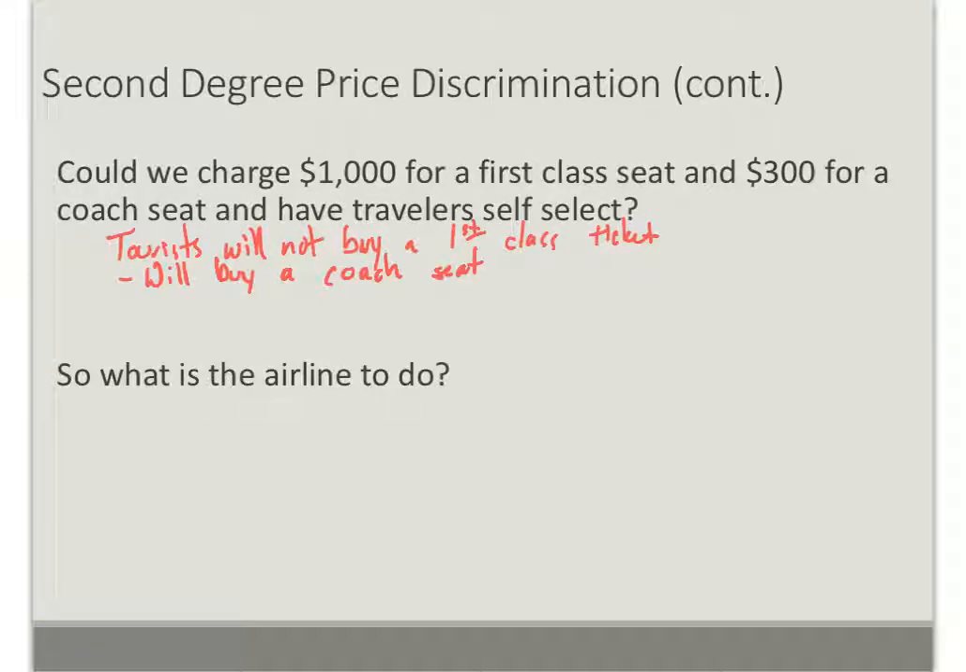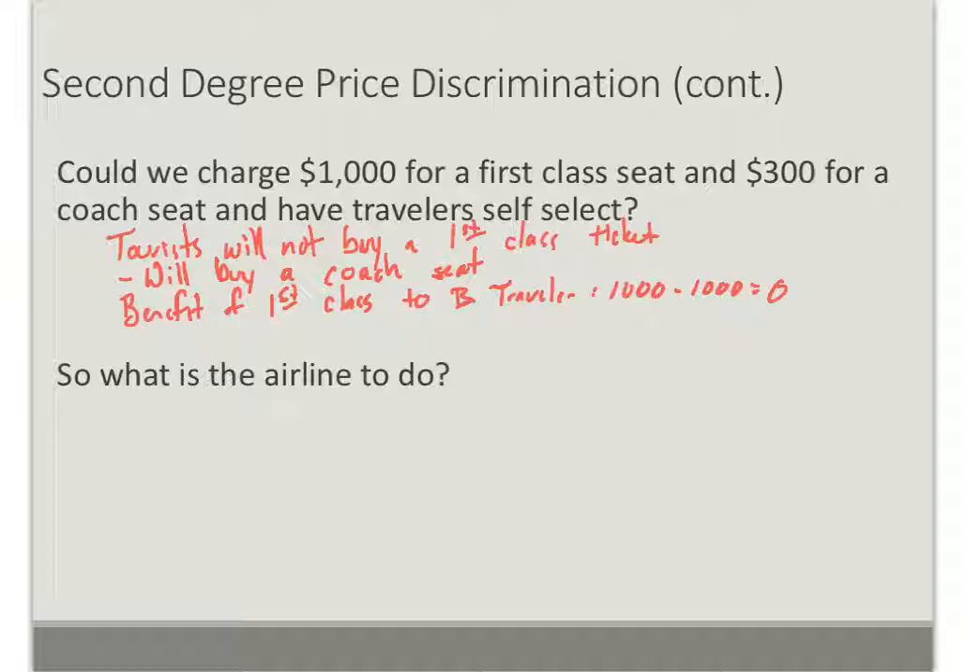Okay, now the question is, what are my business travelers going to do? Well, my business travelers, they value a first-class seat at $1,000. So let's say the benefit of first class to a business traveler is the value they get on the seat minus the cost that we're charging them. So we're extracting all of their consumer surplus, which is what first-degree price discrimination would do.